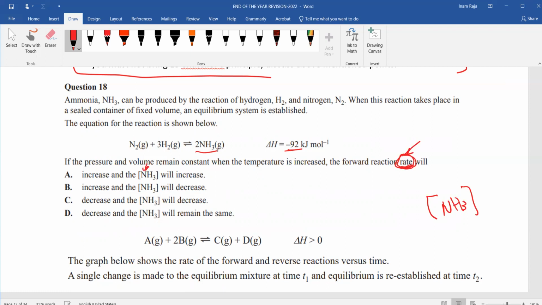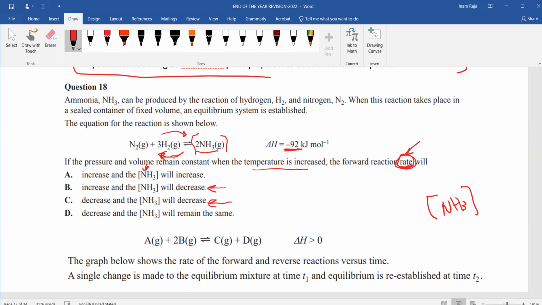Now you decide that it is an exothermic reaction. Forget rate for a minute. Forward reaction is exothermic reaction, and backward is endothermic, of course. So increase in temperature favors backward reaction always. Which means that if the temperature is increased, the backward reaction is favored, which means that ammonia will decrease. The concentration of ammonia will decrease. Now concentration of ammonia will decrease is mentioned here and here.